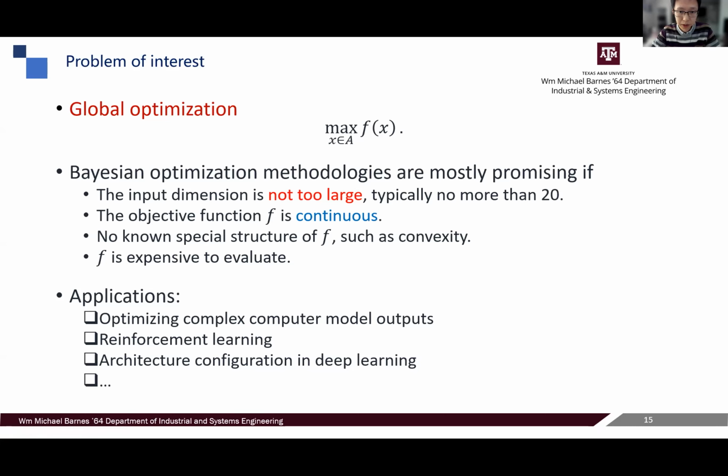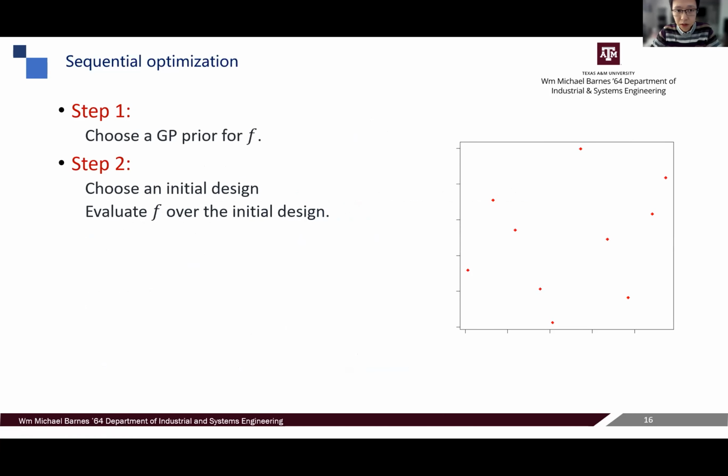This is a global optimization, which means that we do not assume F to be a convex function or to have any specific structure. So the idea is to do sequential sampling. First you sample some points. This first step is just like building a regular surrogate model. You sample some points, run the computer code over those points, make inference, and build a surrogate model.